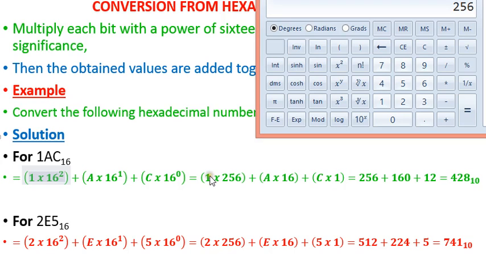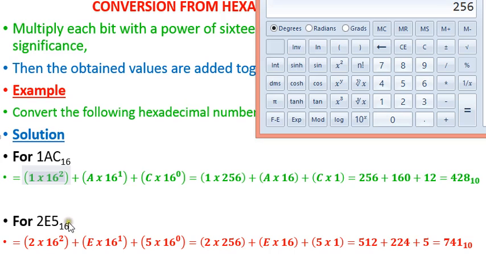Now if you say 1 times 256 is exactly 256, and if you say A times 16, we know A is equal to 10. 10 times 16 will give us exactly 160. And here if you say C times 1, my C is 12. 12 times 1 should give me 12. So let's say 256 plus 160 plus 12, it will give you exactly 428 base 10.